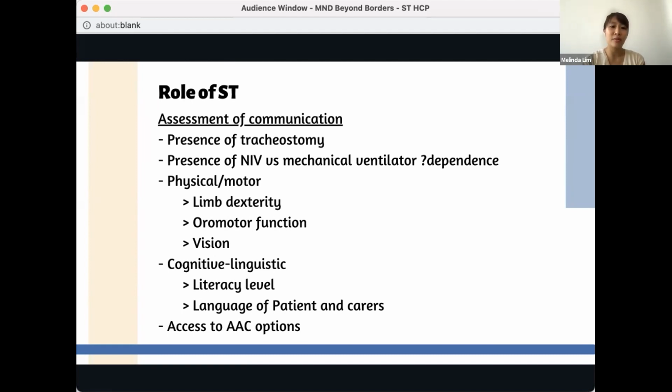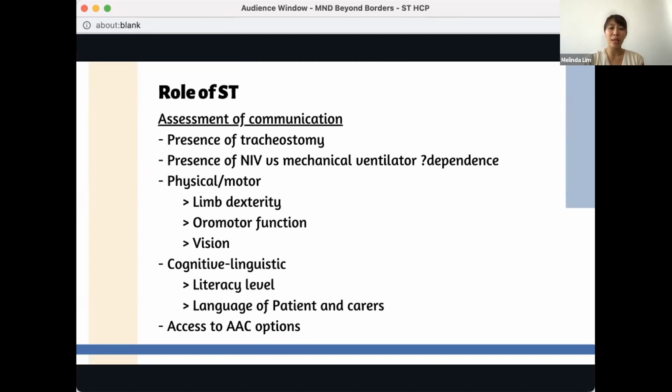We will also look at the physical and motor condition of the patient. This includes things like limb dexterity or motor function. Why we look at limb dexterity is really looking at what Huixin alluded to, which is access. For some communication devices and options, sometimes you need access to those devices.